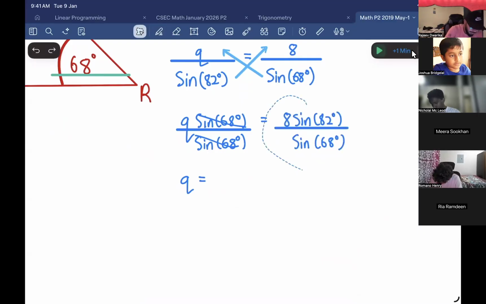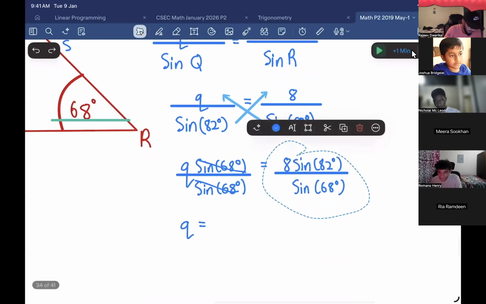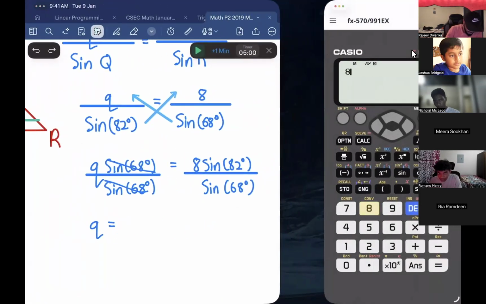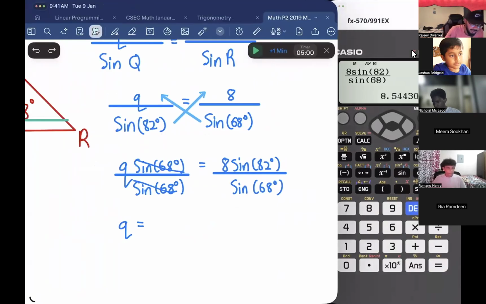Yeah, guys, so plug this into your calculator and let me know what you get. I'm getting 8.5. Let me plug it in. I am getting 8.5 as well. What about the rest of you guys? Are you also getting 8.5?